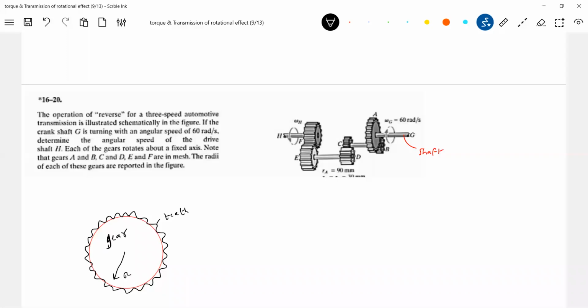I'll rotate the first gear A with an angular velocity of 60 radians per second. Then what is the angular velocity of the gear H, omega H, is what is being asked. They are just linked by this particular setup. So how do we calculate the angular velocity of the gear H?